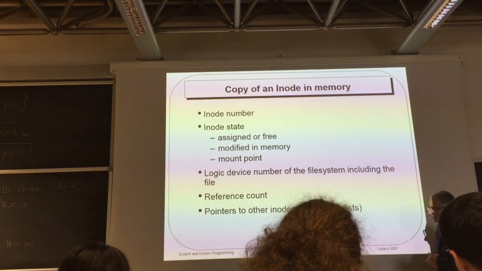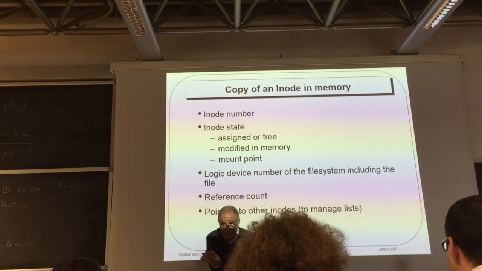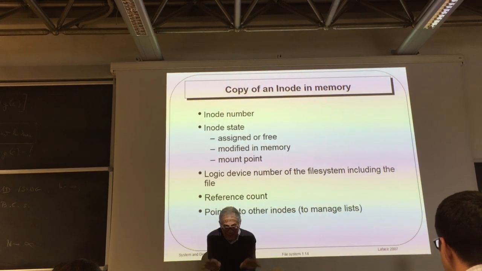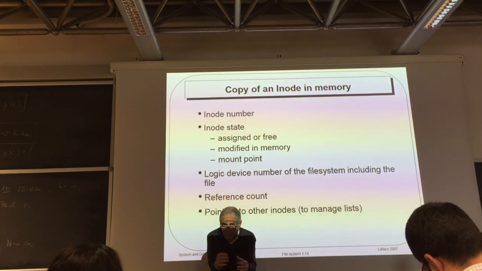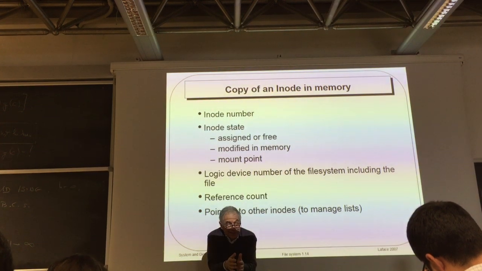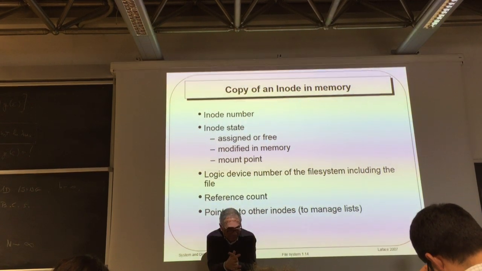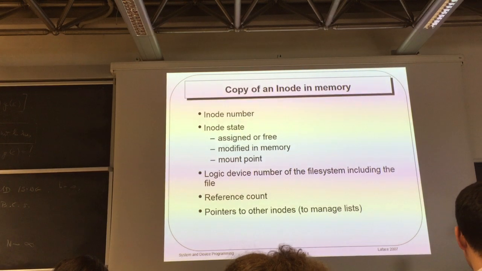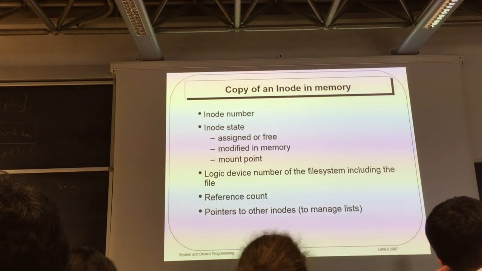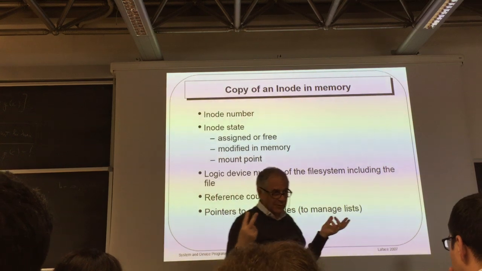Logical device number, file system. A reference count. What is the reference count? The reference count is different from the link count. Remember, the link count is the number of names from which I can reach the data. The reference count instead is the number of open operations that have been done on that file, I mean, on that descriptor. So I can open F1 in this directory and F2 in another directory, maybe by two different processes, but F1 and F2 may refer to the same descriptor, and so the reference count is 2. Okay?